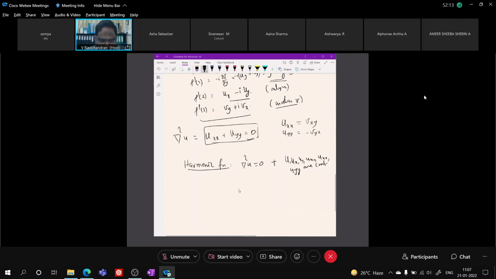Maybe in the exam they may ask you something like this: the Laplace equation may be satisfied, but the second partial derivative uxy may not even be continuous. Then you cannot say that the mapping is harmonic. So you should know the definition: the Laplace equation is satisfied, plus all the second order partial derivatives up to order 2 are continuous functions.